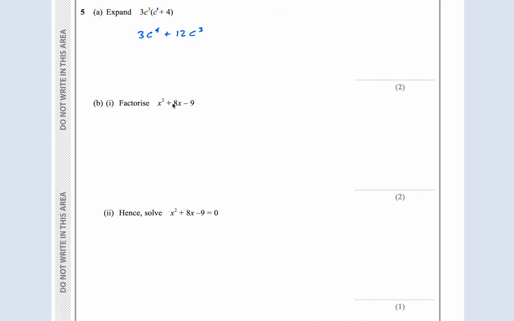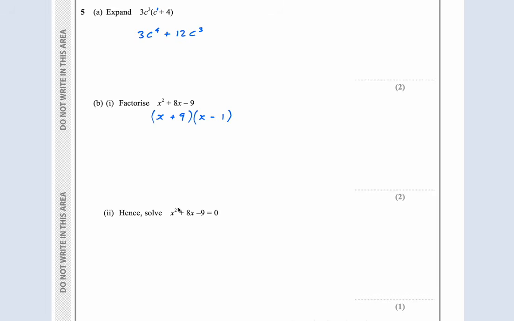Okay, we do x and x. So it's x and x because x times x is x squared. Then we need the factors of negative 9 that multiply to give negative 9 and add to give 8. So it's going to be plus 9 and minus 1, because 9 times minus 1 is minus 9 and 9 minus 1 is 8. So that's it.